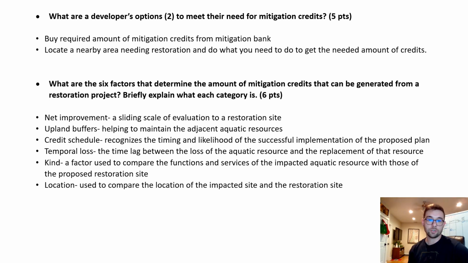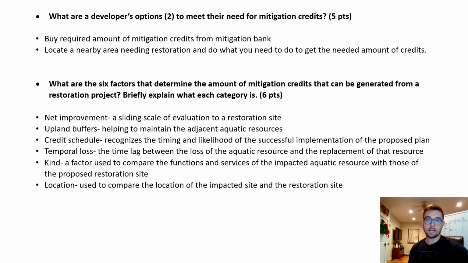So the 6 factors are going to be the net improvement, which is a sliding scale. I believe it was from 1 to 3. Evaluation to a restoration site. Upland buffers help maintain the adjacent aquatic resources. Credit schedule recognizes the timing and likelihood of the successful implementation of the proposed plan.